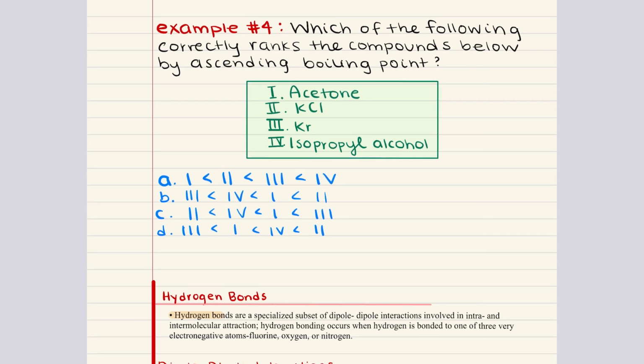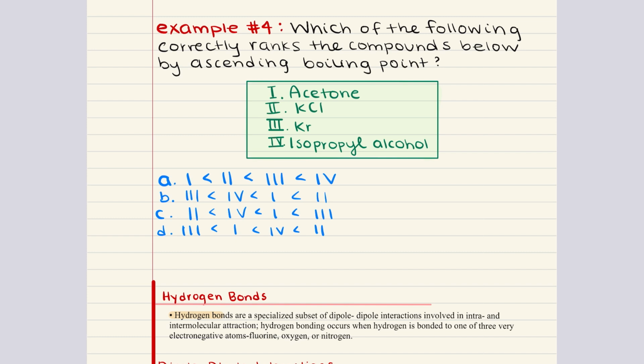Problem 4 says, which of the following correctly ranks the compounds below by ascending boiling point? We have acetone, potassium chloride, krypton, and isopropyl alcohol. Now, to determine which option correctly ranks the given compounds by ascending boiling point, it's going to be important to understand the factors that influence boiling points. Boiling points are affected by the kind of bonding that's occurring in a molecule and by intermolecular forces like hydrogen bonding, dipole-dipole interactions, and London dispersion forces.